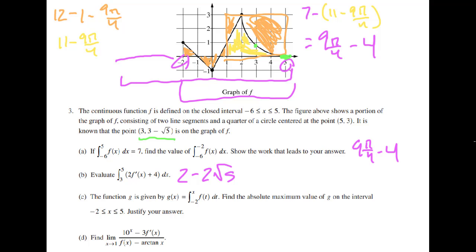Okay, so this whole translating thing that I mentioned is a skill that you will pick up as you practice these free response questions. What do I mean by translating? Well, when I see find the absolute maximum value of g, I interpret that as take the derivative of g and set it equal to 0. And so that's exactly what we're going to do.